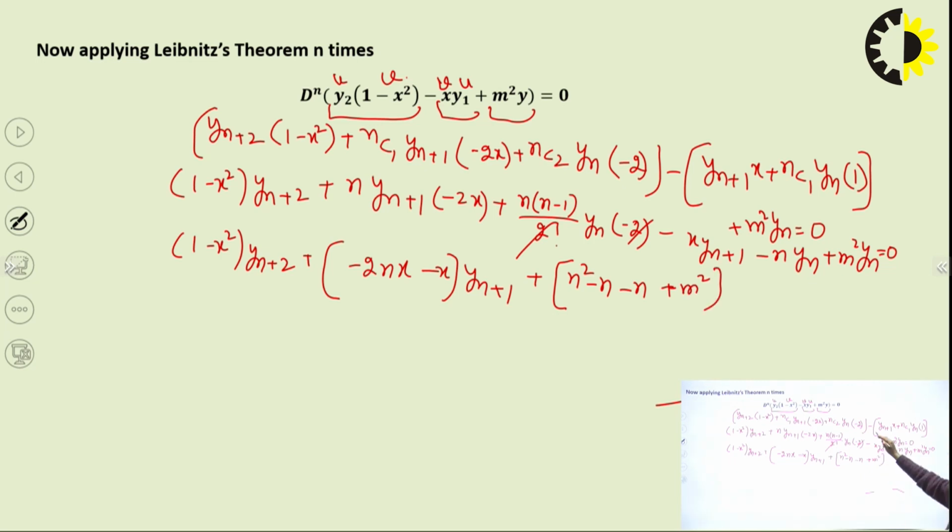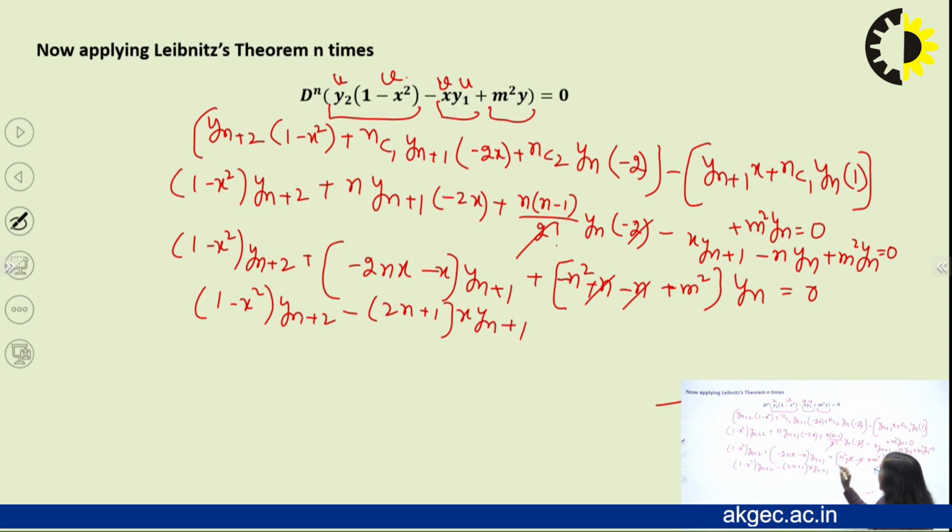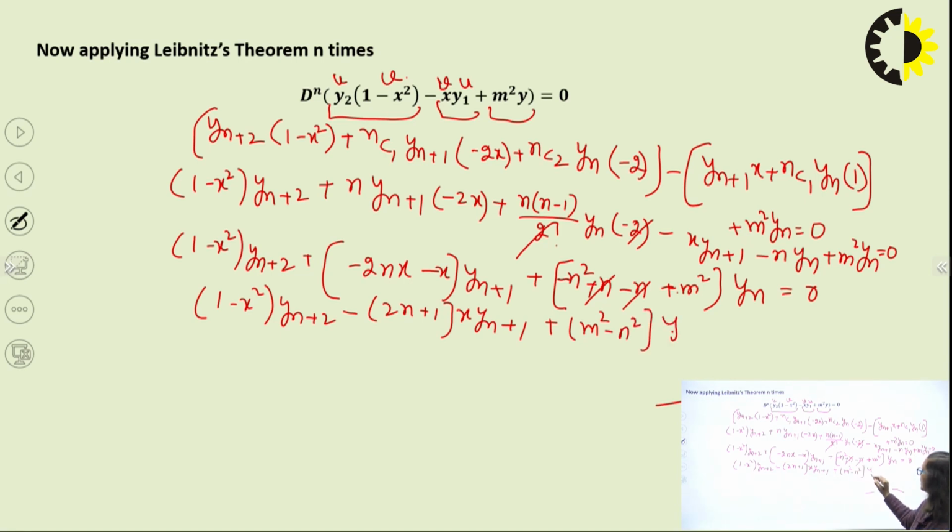I think this is somewhere wrong over here. If I multiply this over here, this is minus n. Okay, sorry, this is minus 2. So this minus will be used over here, writing this as minus n square plus n. Such that this plus n and minus n will cancel out into yn equal to 0. So what is the final result? It's 1 minus x square yn plus 2 minus, we have taken common outside and x also common. So minus 2n plus 1 x into yn plus 1, and from here what we are getting? Plus m square minus n square into yn equal to 0.